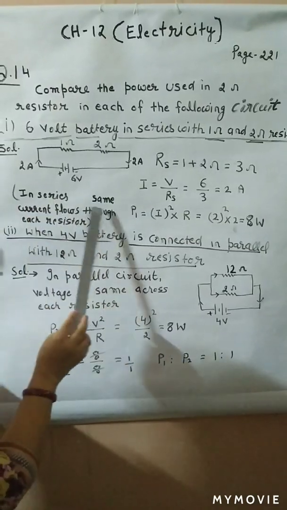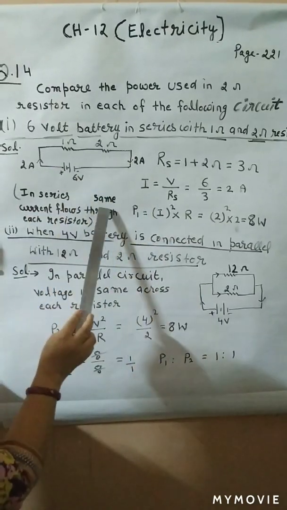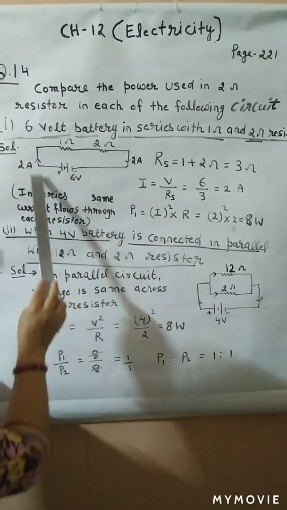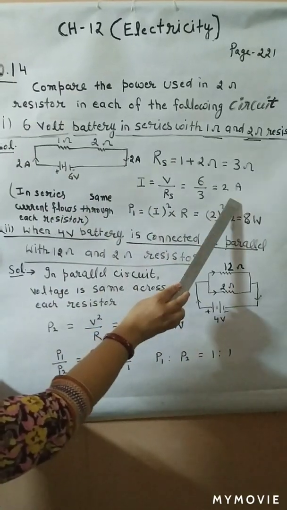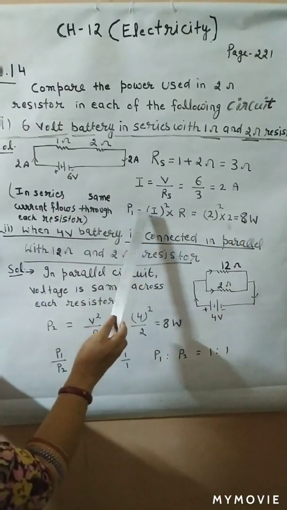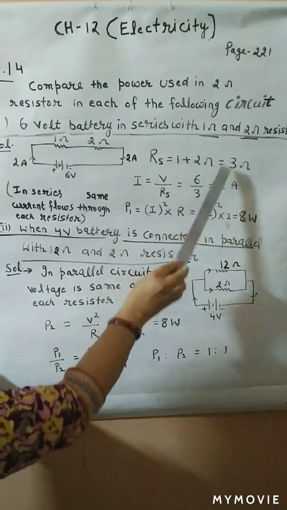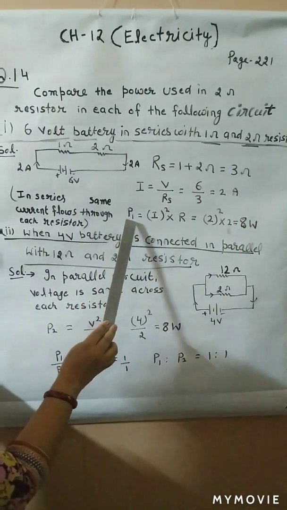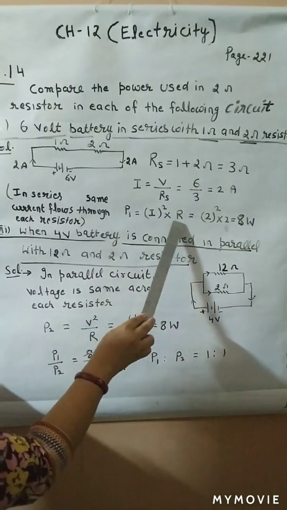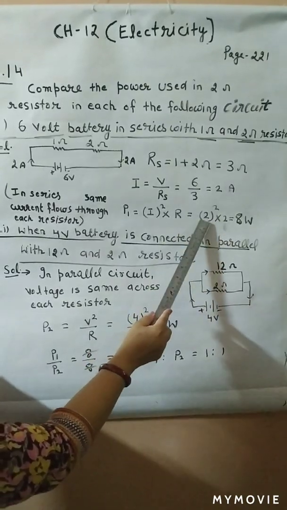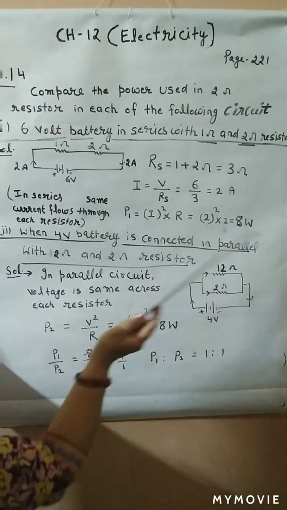As you know that in series, current through each resistor and through the circuit remains the same. So we will use this current in the power formula because we have to calculate the power of this 2 ohm resistor. So what is the power formula? Power is I square into R, when we have a series combination. So 2 square into 2, you will get your answer 8 watt.